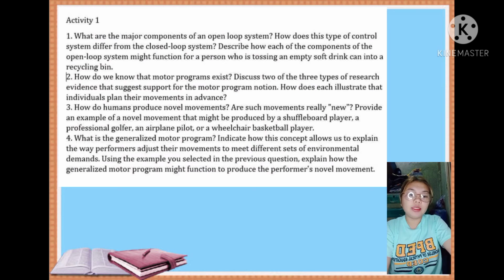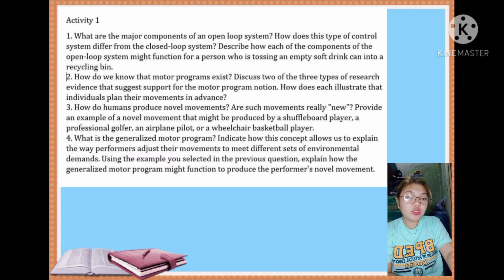How do humans produce novel movements? Are such movements really new? Provide an example of a novel movement that might be produced by a shuffleboard player, a professional golfer, an airplane pilot, or a wheelchair basketball player. The major theories that have been formulated to account for control of human movements are the inverse dynamics approach, generalized motor program theory, equilibrium point hypothesis, and optimal control approach.